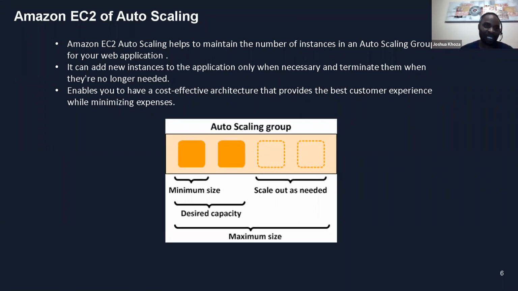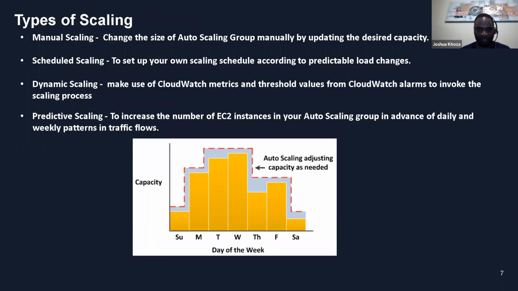So we look at things where we don't want it to obviously not be cost-conscious, for instance. So it enables you to have a cost-effective architecture that provides the best customer experience while minimizing expenses. So that minimum and maximum, for instance. Okay, I'm going to try and move quickly because I think we might run out of time for the demo as well.